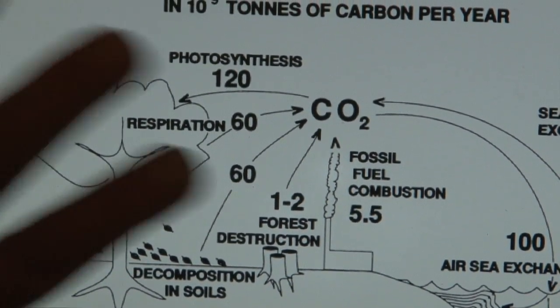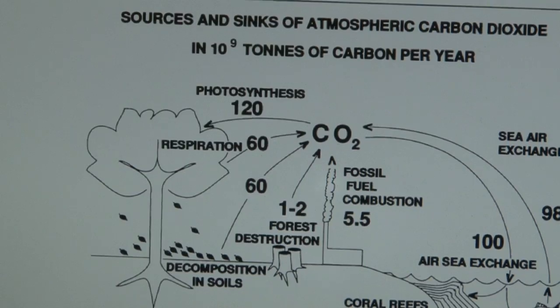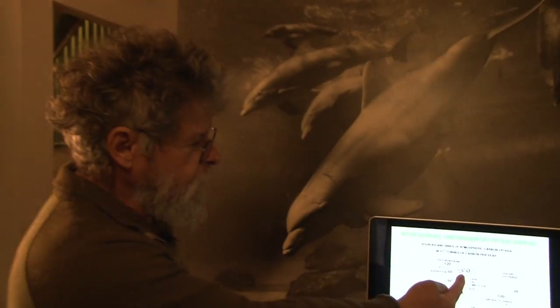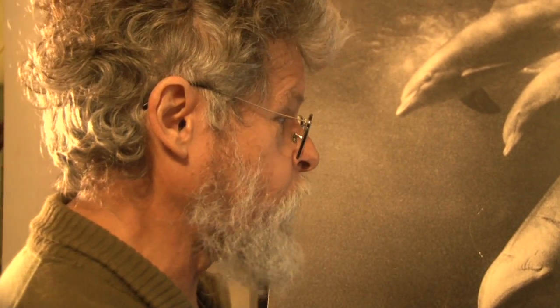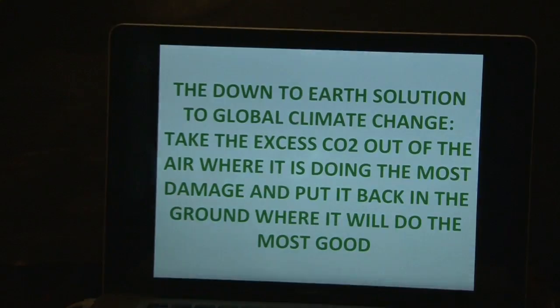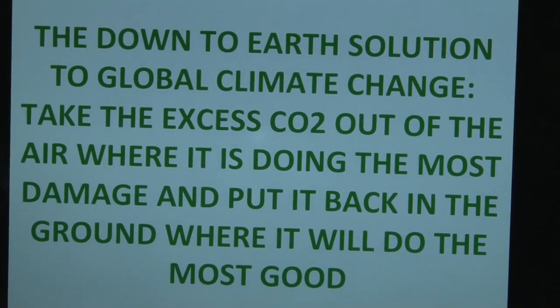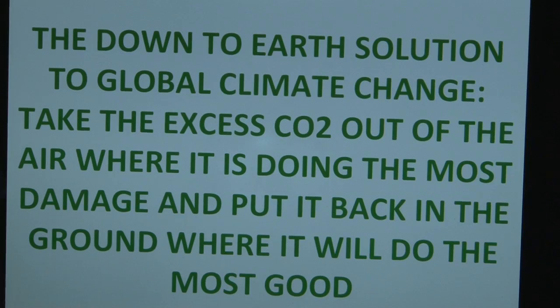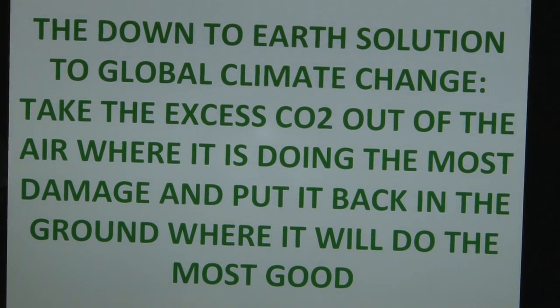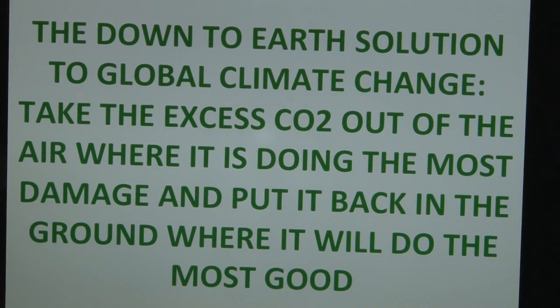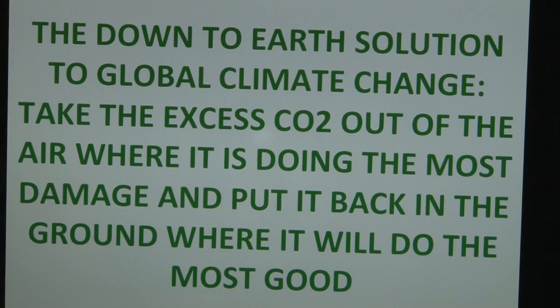But at the same time, once we understand the whole carbon cycle, we see that the only thing we can do to manage it in a positive way is to increase photosynthesis and soil organic carbon in various forms. And that's what we call the down-to-earth solution to global climate change, to take that dangerous excess of CO2 out of the atmosphere where it is doing the most harm it possibly could and put it back into the ground where it came from, where it will do the most good.